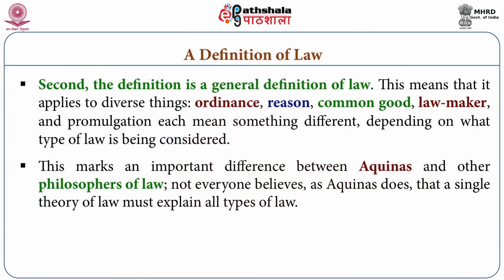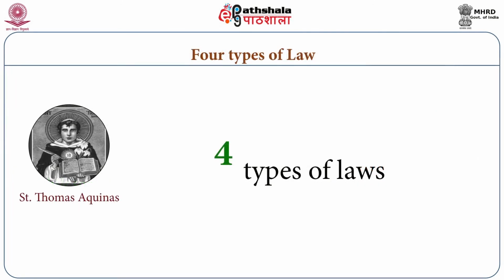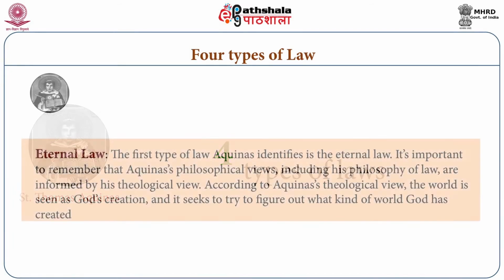The other important feature of Aquinas' definition of law is that his law includes everything, as I mentioned to you earlier. So it means that there are a lot of diverse things like ordinance, reason, common good, lawmaker, and promulgation. Each means something different depending on what type of law is being considered. This marks an important difference between Aquinas and other philosophers of law. So there are four types of laws in Aquinas. The first one is eternal law.